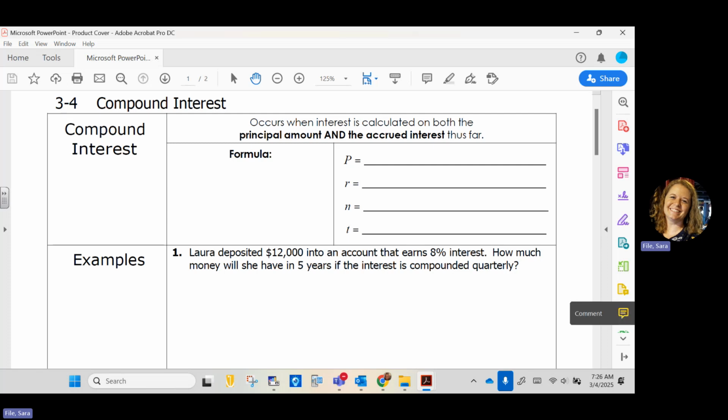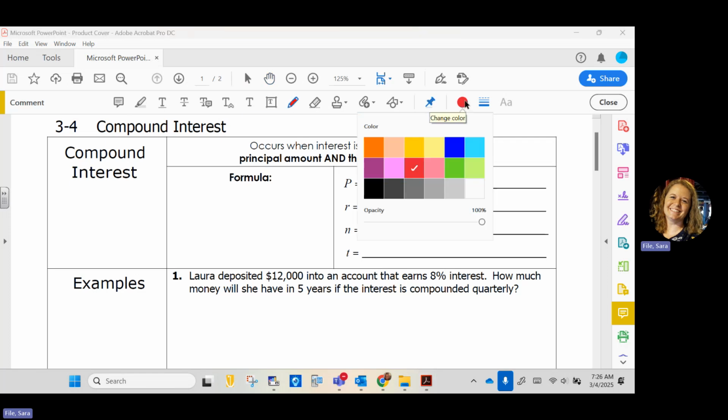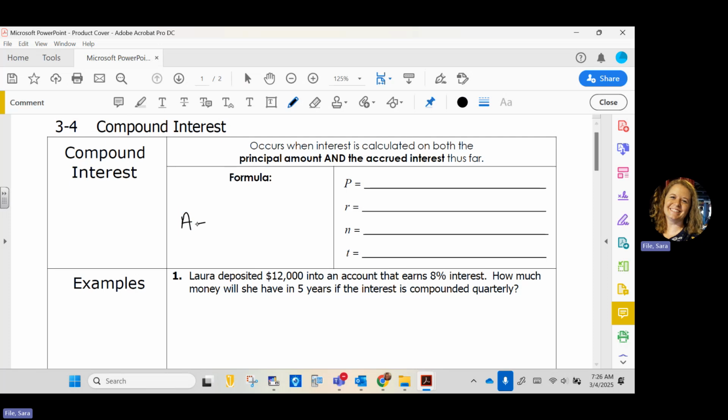There we go, I finally got my pen working. I know it wasn't working yesterday with y'all. All right, so A equals P, and it does matter capital and lowercase, so that's a capital A and a capital P, and then a lowercase r and n, and a lowercase n and t as the exponent. Okay, so this is our formula for compound interest.